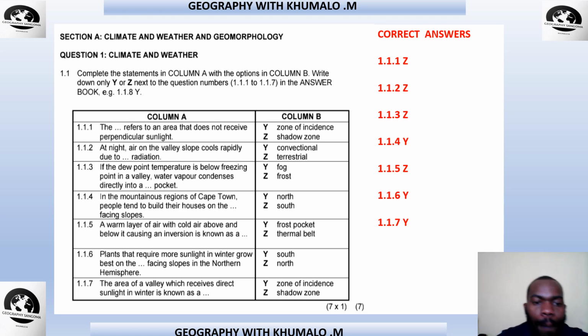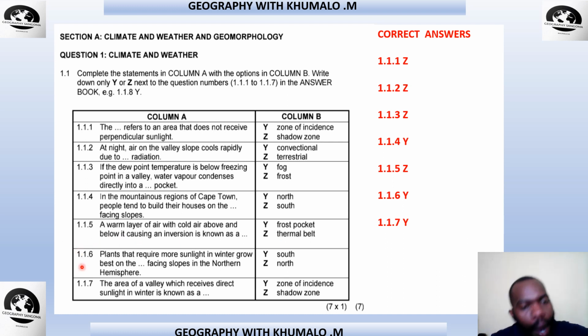1.1.5, a warm layer of air with cold air above and below it causing an inversion is known as. So 1.1.5, it is what, grade 12? 1.1.5 is Z there. What do we have there in Z? Thermal belt. Very good. It was very easy. You cannot choose frost pocket. The only answer that was correct there was thermal belt.